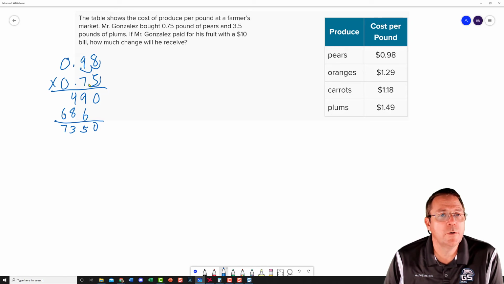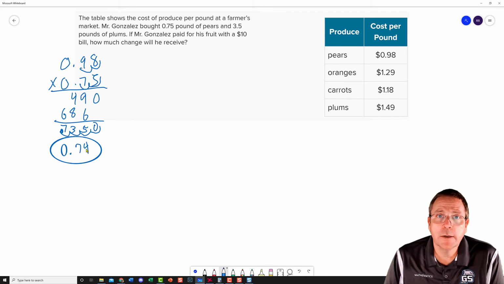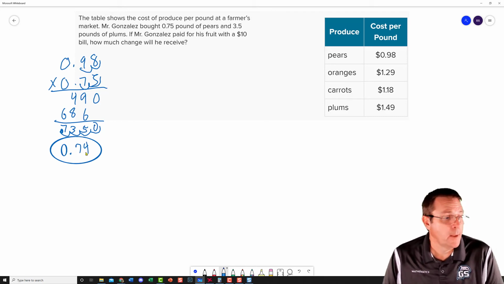And then we're going to bounce our decimals. 1, 2, 3, 4, 1, 2, 3, 4. So, rounded to the nearest penny, he will have paid $0.74 for his pears. But we're not done, we're just getting started.